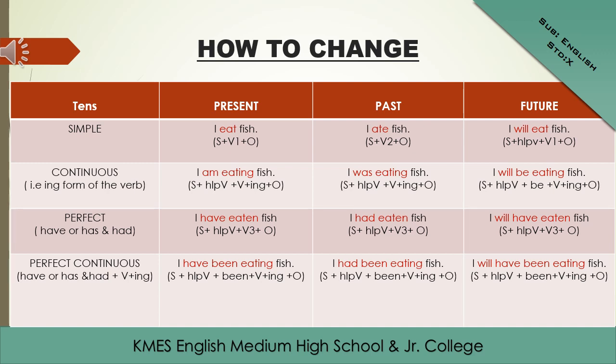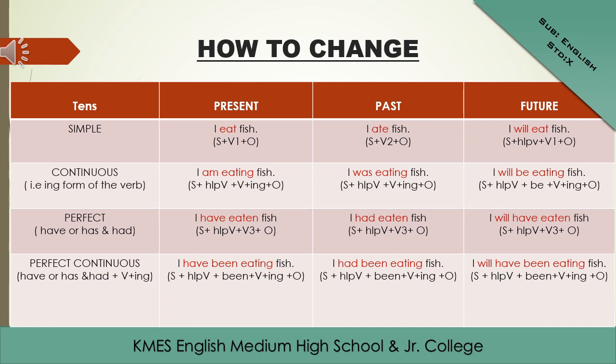Next what we have is perfect continuous, that is present perfect continuous, past perfect continuous, or future perfect continuous. Now for perfect, I told you we have to use a form of have, and for continuous we have to use the ing form of the verb. So we will make a combination of both. Let us see how to change it.